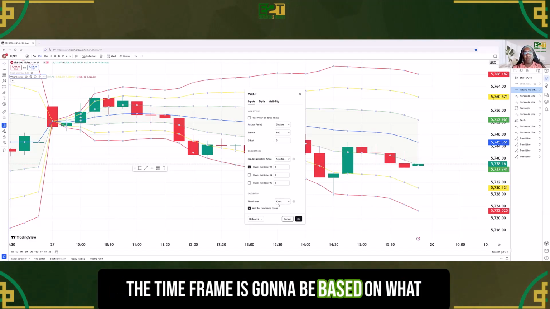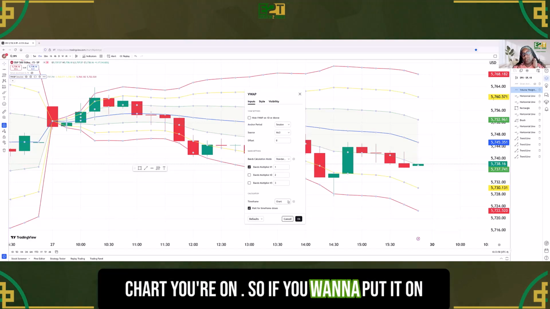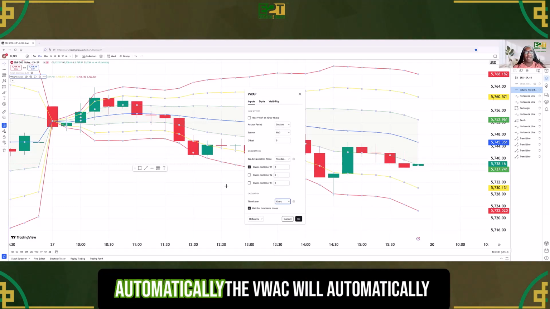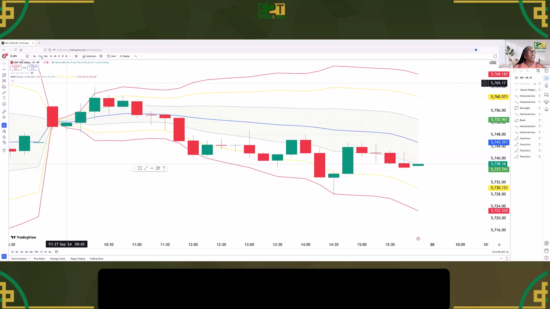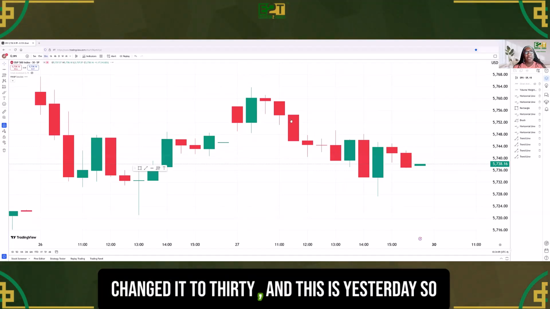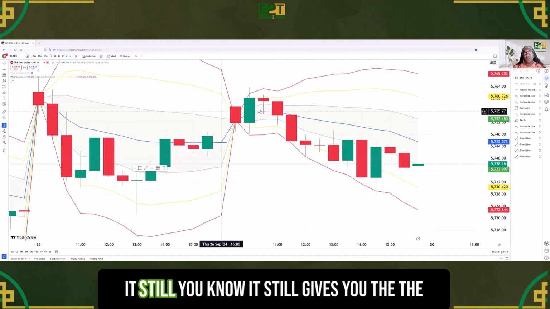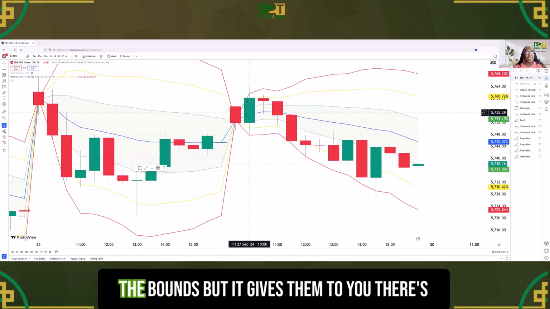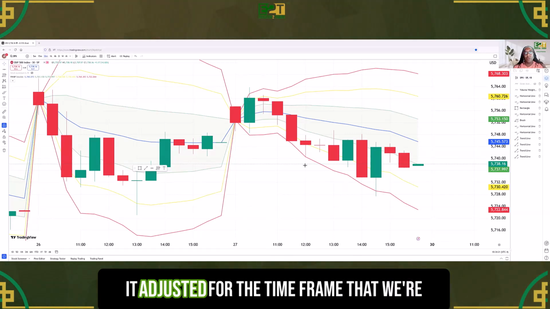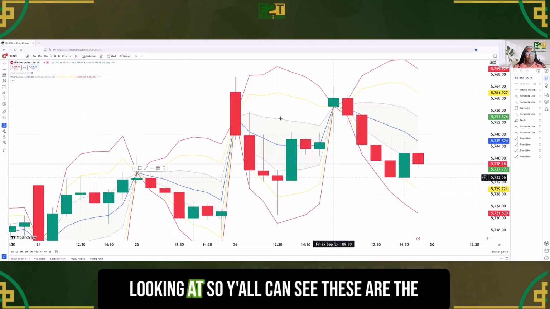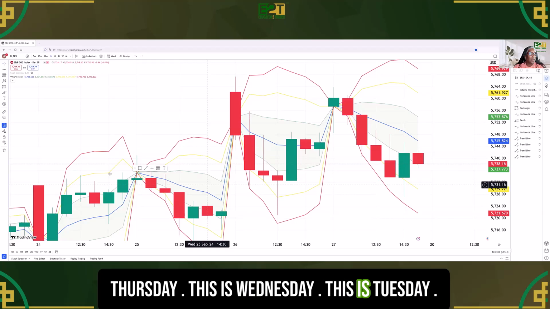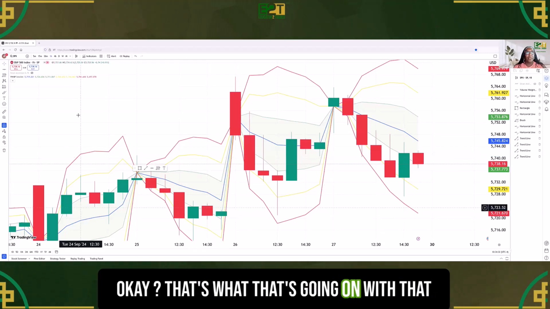The time frame is going to be based on what chart you're on. So if you put it on a chart and then change the time frame, the VWAP will automatically change to match that time frame. I changed it to 30, and this is yesterday. It still gives you the bounds, but there are not as many candles, so it's adjusted for the time frame that we're looking at. Y'all can see these are the different days. This was Friday, this was Thursday, this is Wednesday, this is Tuesday. Okay, that's what's going on with that.